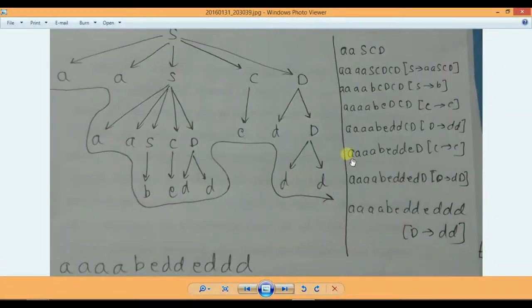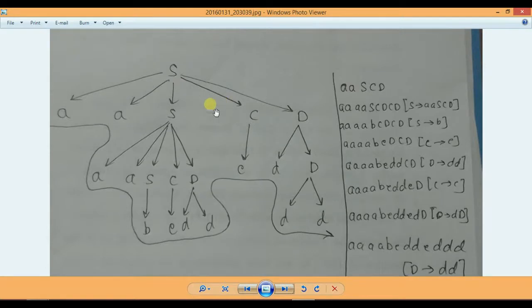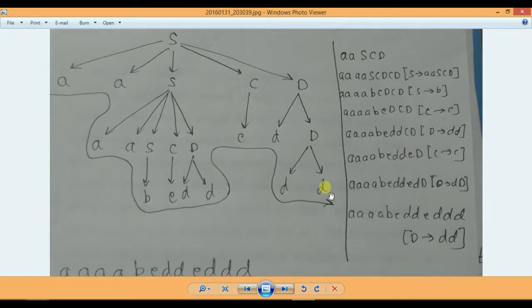As you can see here, it's more pleasant to see this tree-like structure instead of all this gibberish writing. So the parse tree is actually much more useful. And following this arrow we can reach the string which we must obtain.